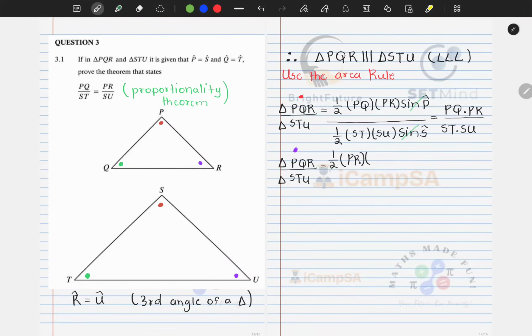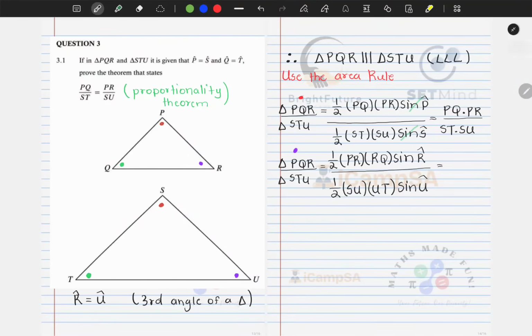and then times, that becomes our included angle. Then you'll have your RQ and then sine of angle R. And this will be divided by half of, if we look at the same angle, you'll have SU and then times, if you look carefully, you'll have UT and then sine of angle U. And this will cancel out. So if you look carefully, this here will cancel out and also the halves will cancel out.